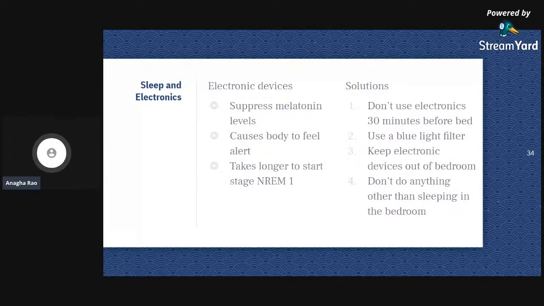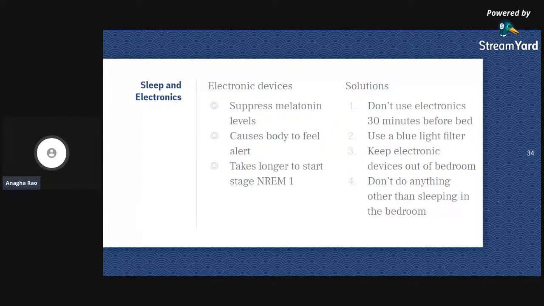Additionally, when we are using electronic devices before sleep, the bright light may take longer to start NREM1. It can increase sleep anxiety and disturbances, and the notifications can keep us from having uninterrupted sleep. Let's say we left our phone in our bedroom and we turn on the ringer and we're consistently hearing notifications, and this can lead to interrupted sleep.